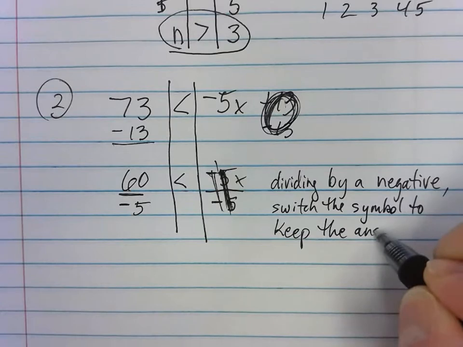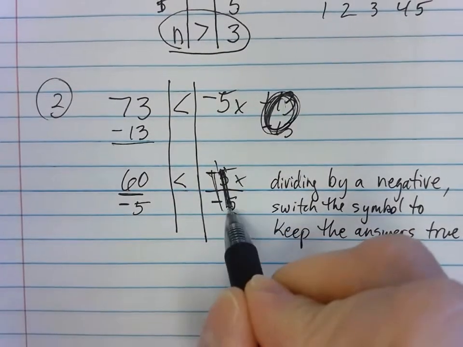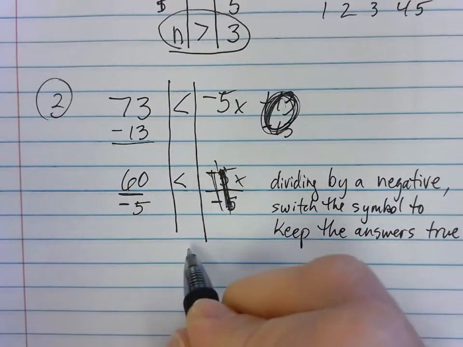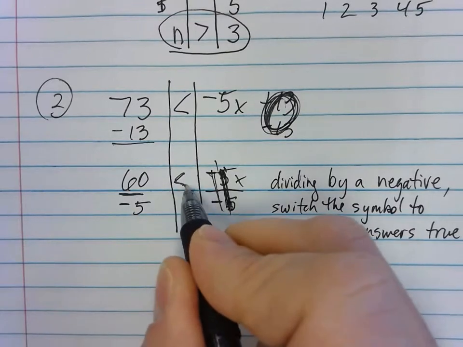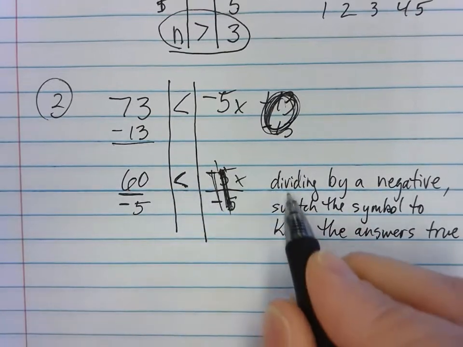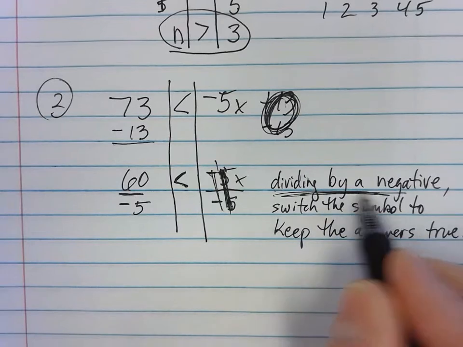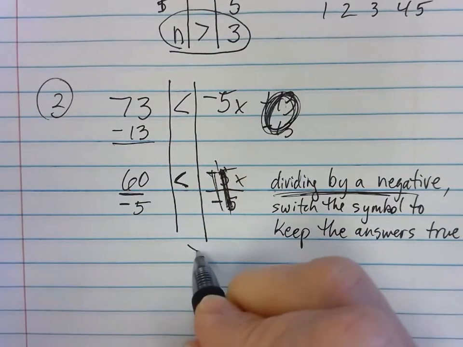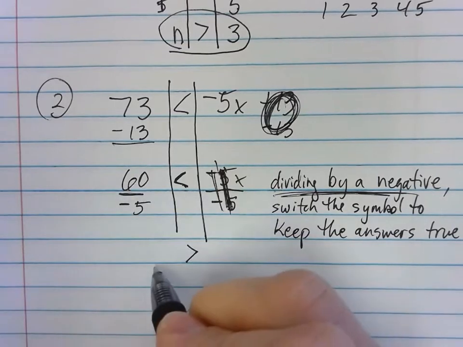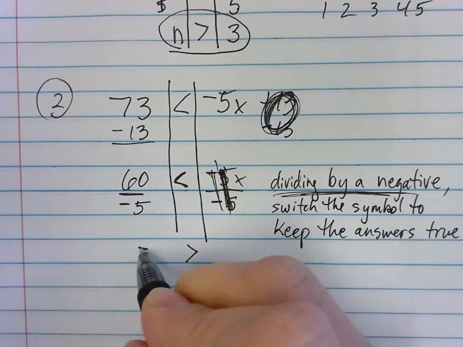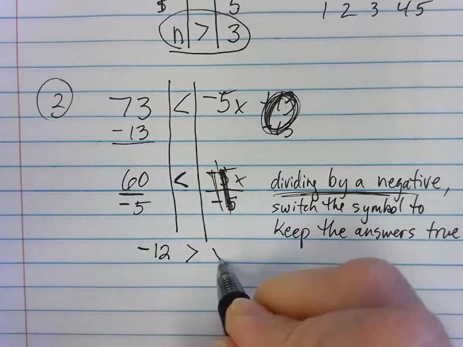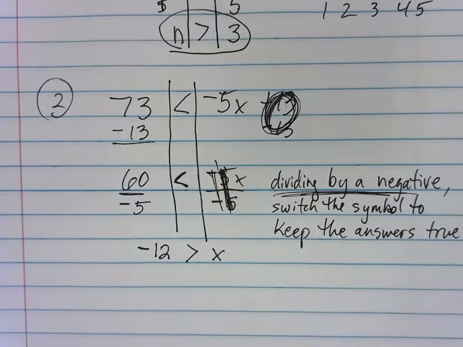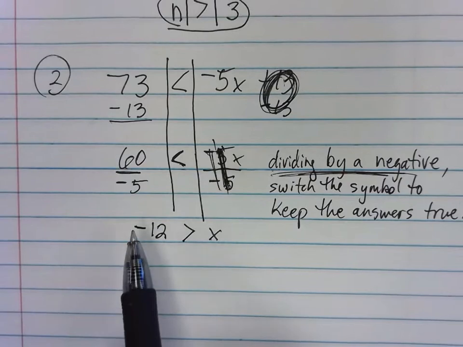Over here, we divided by -5, so at the moment we've got less than. But since we divided by a negative, we've got to switch it around to a greater than. 60 divided by -5 is -12. Now, at the moment it says -12 is greater than x.